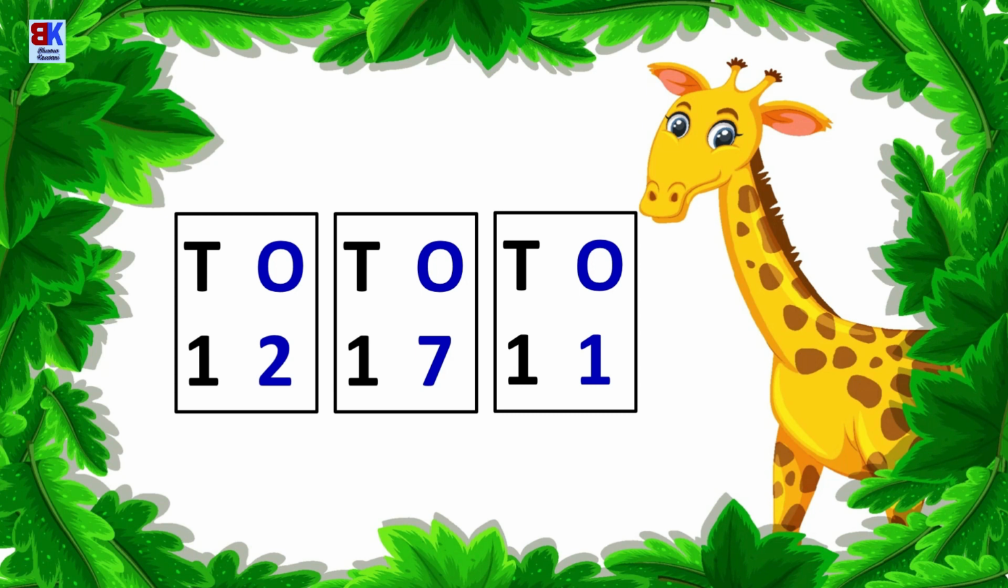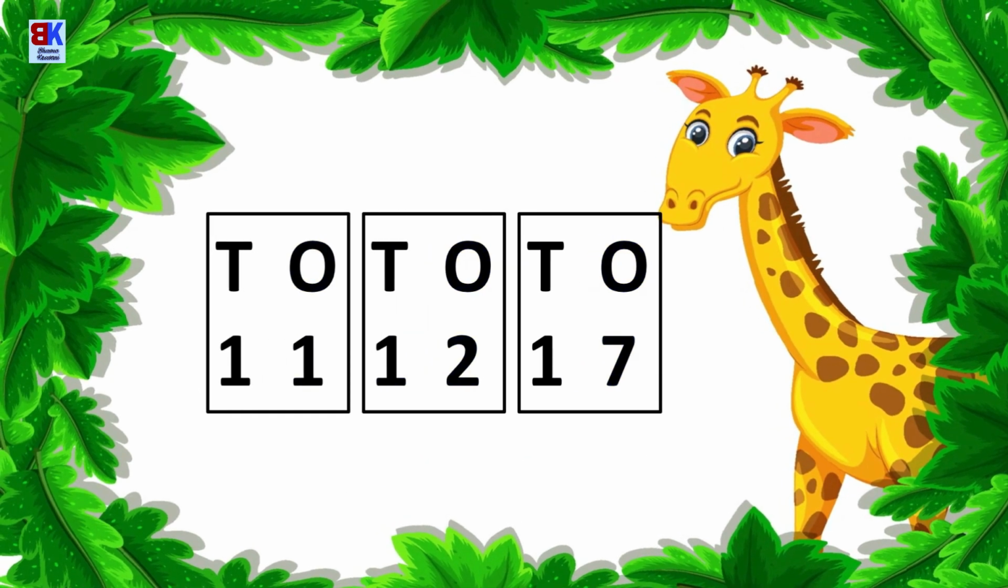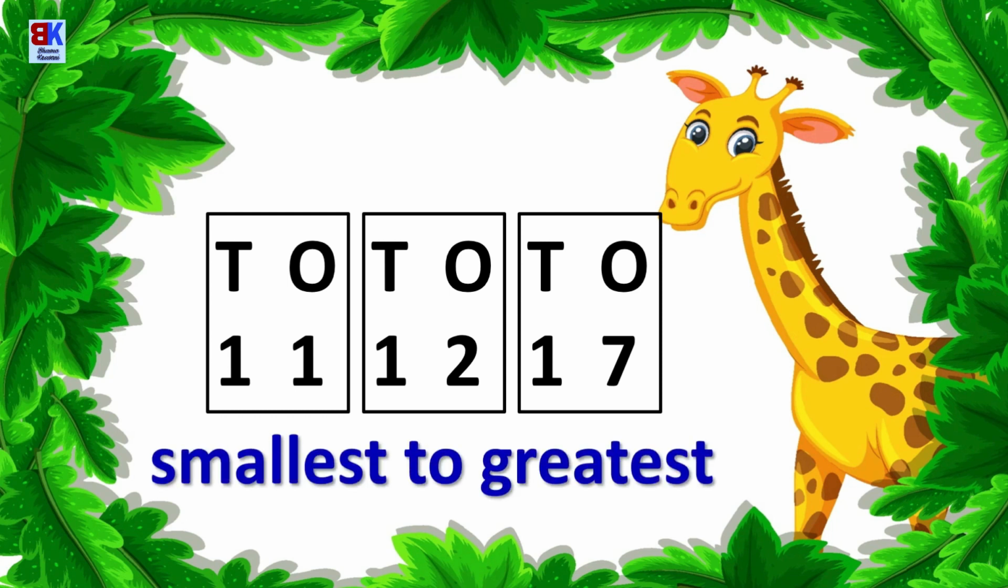Here we can see that the smallest number is 1 and the greatest number is 7. So if we are to arrange these numbers in ascending order, it will be 11, 12 and 17. We can see that we have arranged them from smallest to greatest, and they are arranged in the increasing order. So that's how we have to arrange the numbers in ascending order. Let's see another example.